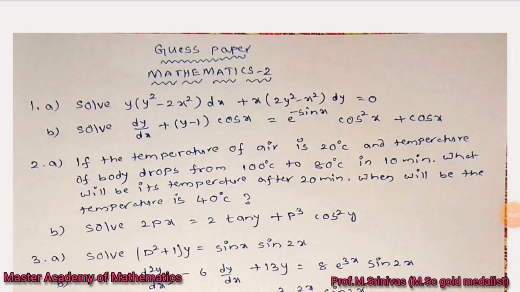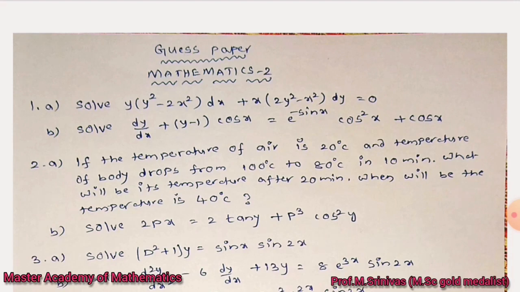Now let us continue our mathematics guess paper. It's only a guess paper, an expected paper, that we can expect in the second semester examination of Mathematics 2 of R18 JNTUH Hyderabad. Look at the first one. As I told you, the first, second and third units have 2 problems each, and the 4th and 5th units have 1 problem each that you can expect in the final semester exam.